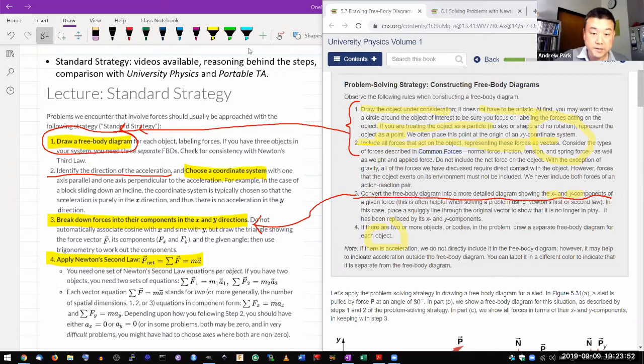That's the reason we break out step number two, so that we are encouraging you to give some thought to how you choose your X and Y axis. And really what matters here is, as Ben points out in this video, the direction of the acceleration. And this advice is looking forward to step number four, where you are writing down Newton's second law equation. And this vector equation really represents multiple equations, one for the X component, one for the Y component.